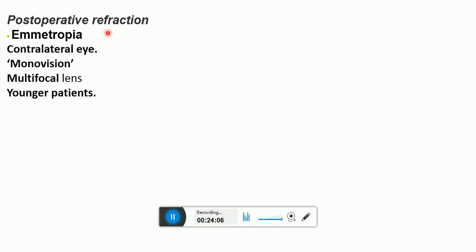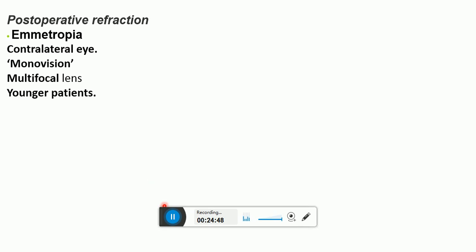Next point is postoperative refraction, in which the first one is emmetropia. It is typically the desired postoperative refraction. Spectacles will be needed for near vision. Since a conventional IOL cannot accommodate, many surgeons aim for a small degree of myopia, about -0.25 diopter, to offset possible errors in biometry. Postoperative hypermetropia, which necessitates correction for clear vision at all distances, is less well tolerated than myopia. So, postoperative hypermetropia is less well tolerated.